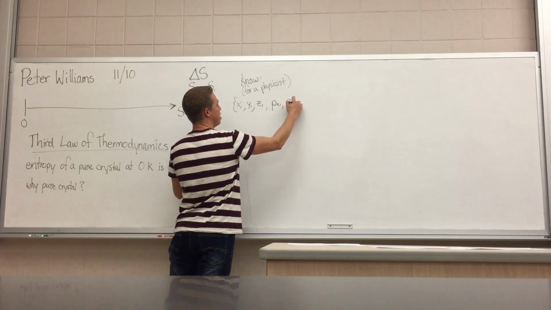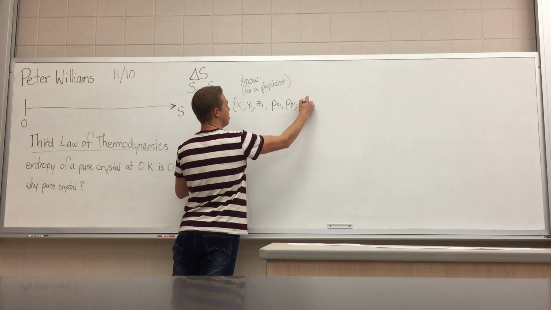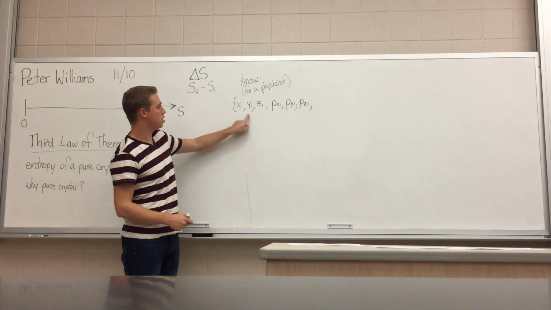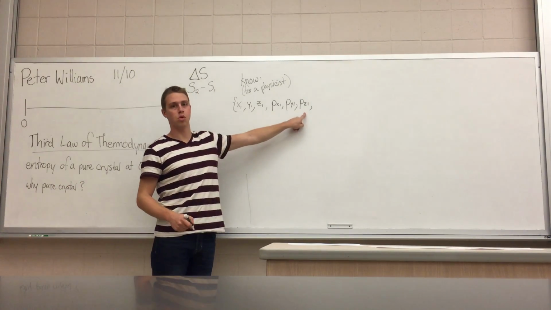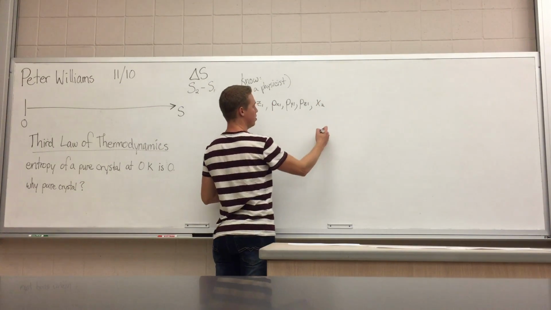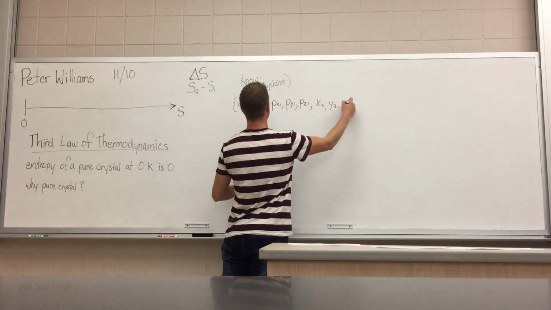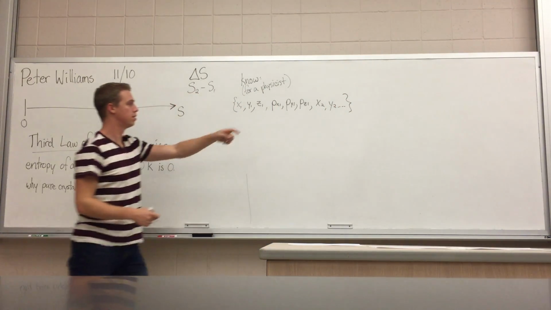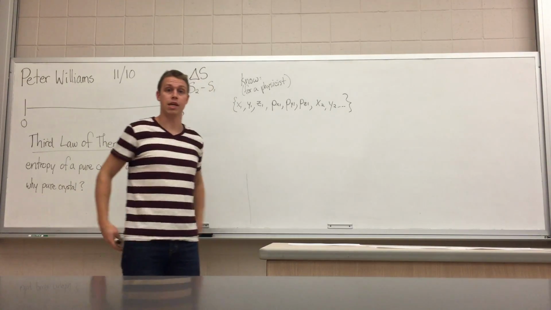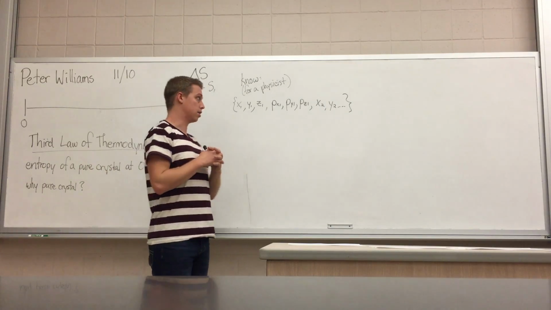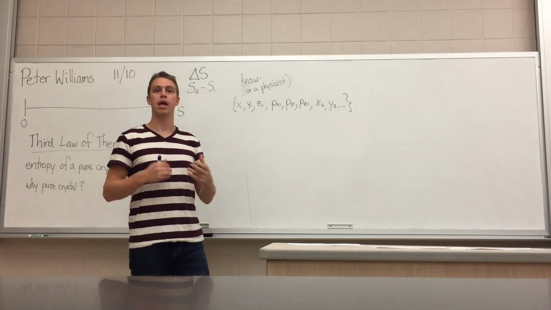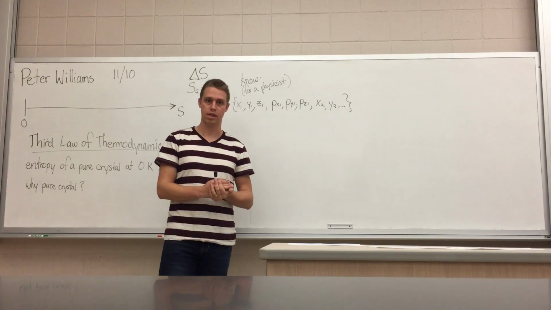Px1, Py1, Pz1. So these are the 3 position coordinates and 3 momentum coordinates for one particle. Now we go x2, y2, and on and on. The list goes on and on and on because you can't even begin to imagine how many particles there are. We've talked about how many are in a mole, right? So any macroscopic object has an insane number of particles in it.